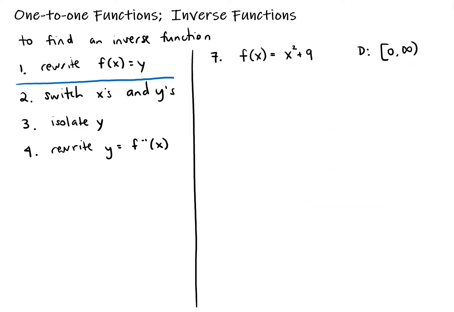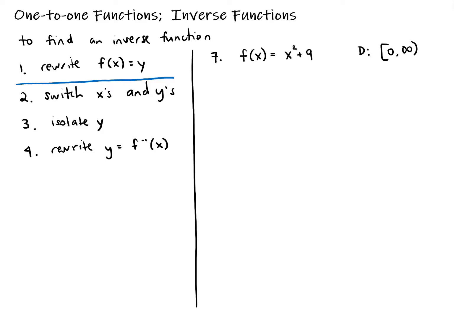For question number 7, we're given a quadratic equation, and it says its domain is x is greater than or equal to 0. I wrote that in interval notation, that our domain is from 0 to infinity, including 0. Now, technically, the domain of this is the same as the domain of a polynomial. It should be all real numbers. Why did we restrict our domain to positives and 0?